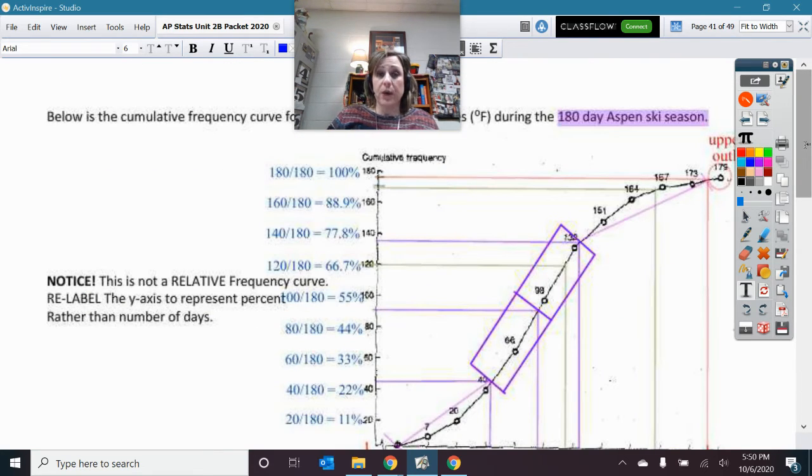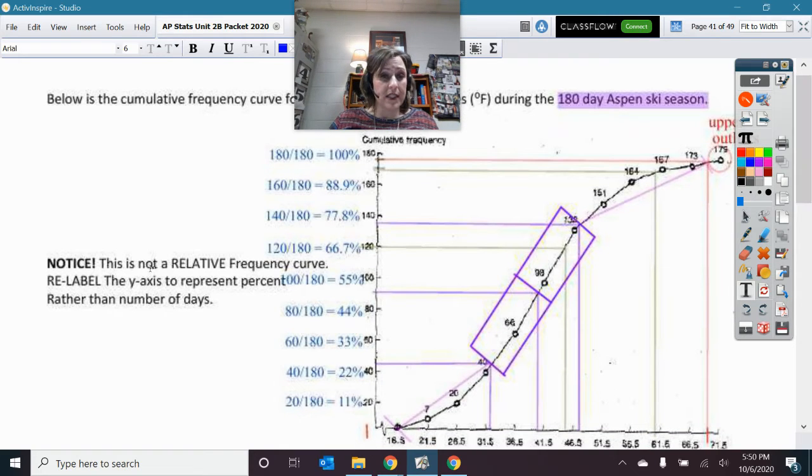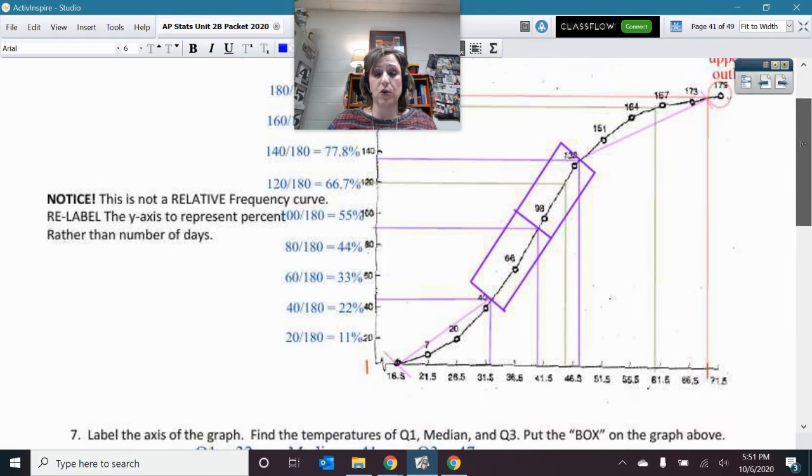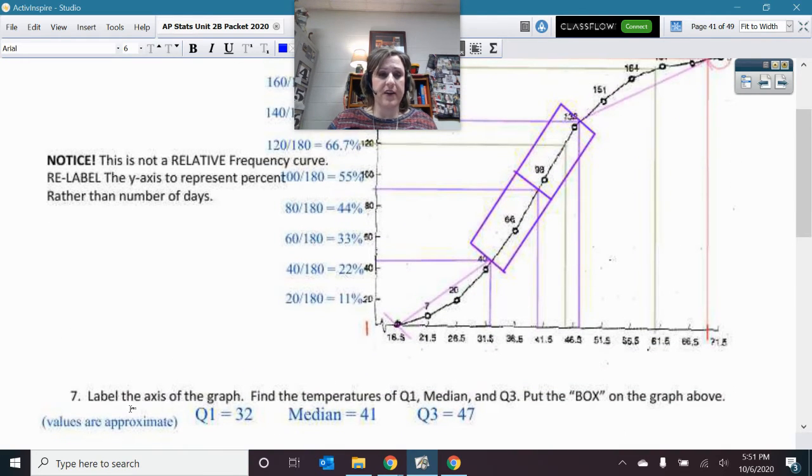Next. Again, I talked about this yesterday in the notes: this was not a relative frequency curve. I relabeled it out of the 180-day Aspen ski season amounts of days so that I then turned it into percentages. So I have those percentages here. Now, these are going to be kind of approximated, so you may not get exactly what I have on this page, but you can have fairly close. So again, the values are approximated.